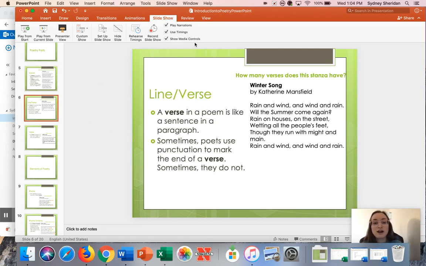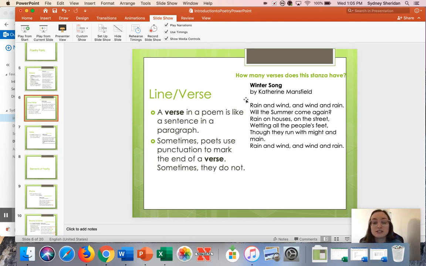Now we also have verses. Now verses are kind of like a sentence in regular writing, you could call it. So a verse you could also call a line in a poem. So sometimes there might be punctuation at the end of a verse, or there might not be. It depends on what the writer wanted to include in their poem.